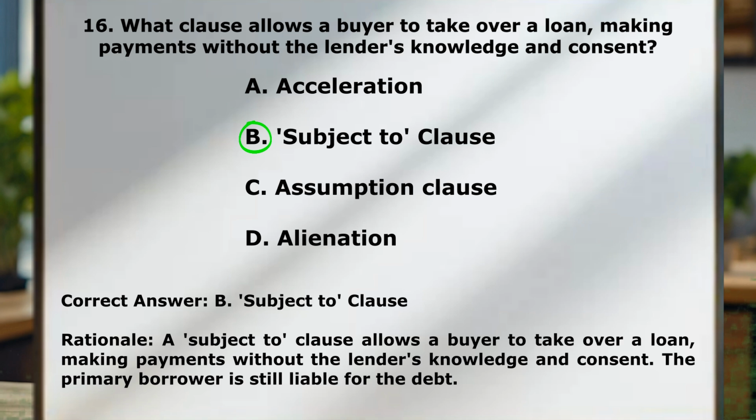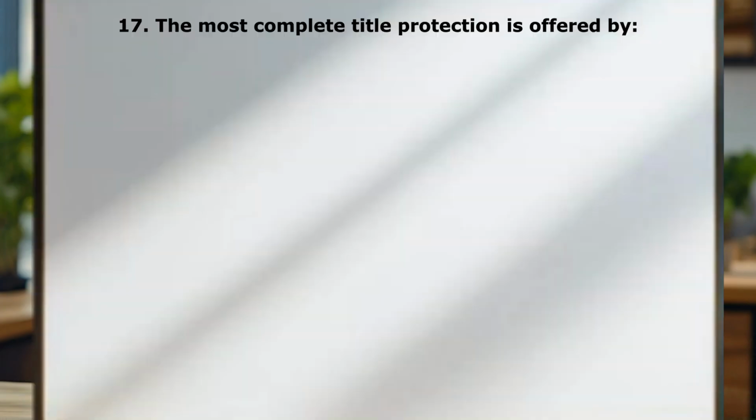This is different from the assumption clause because the assumption clause means that the person assuming a loan is actually qualified in taking over that loan. Whereas the subject to clause means that the lender doesn't know that someone else is now paying for this mortgage.